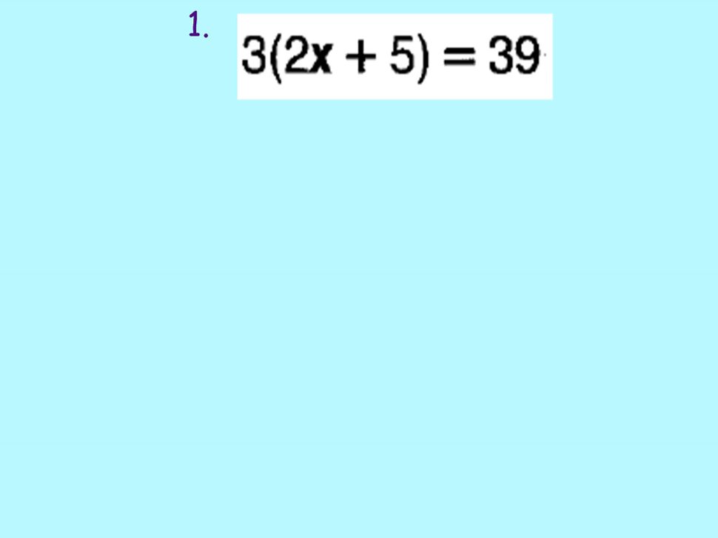Okay. What we have is that we're taking 2x plus 5 and you're multiplying that by 3. So we have to distribute before we can start solving. Okay, so we're going to take our 3 and multiply it by our first term. So 3 times 2x, that gives us 6x. And then we're going to take 3 and take it times our second term. So 3 times 5 is 15, equals 39.